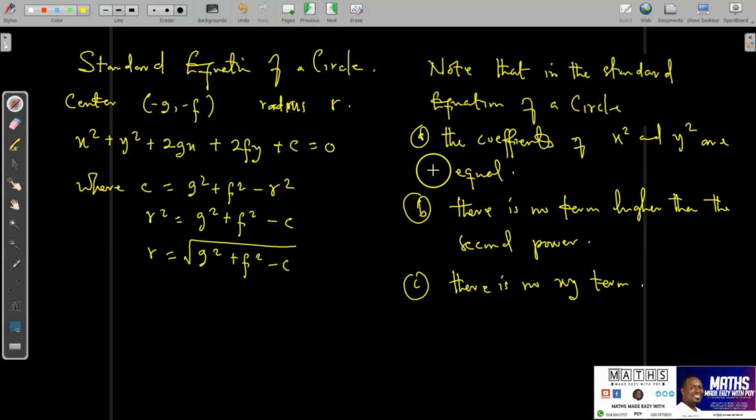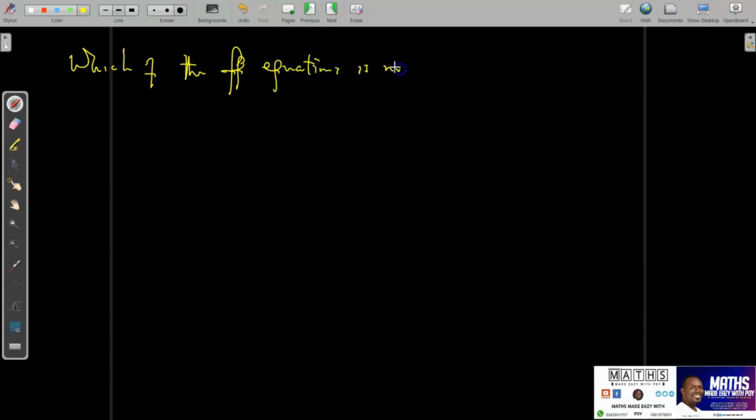So take note of this. Very, very important. So let's begin with some practice. Which of the following equations is not representing a circle?